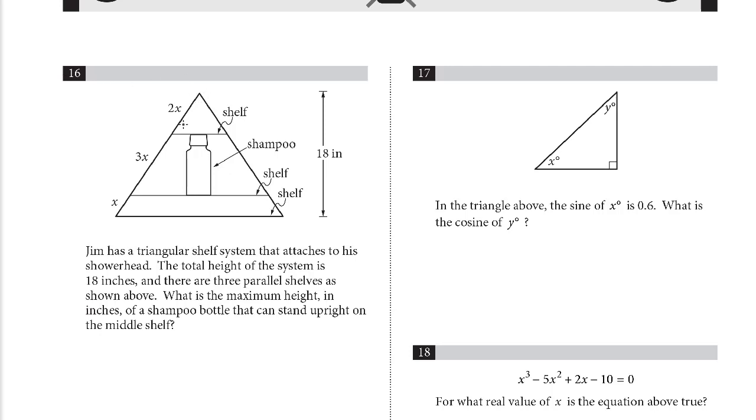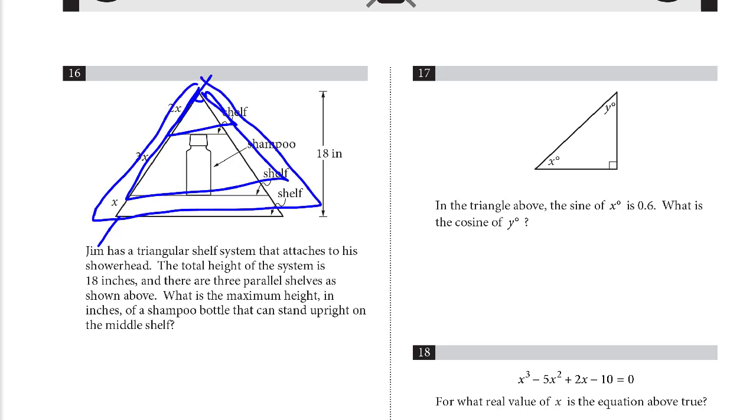Okay, number 16, we've got a triangle with two different shelves, three different shelves technically, that are parallel to each other, which means each of these lines is a transversal of parallel lines, which means the angles are the same on the left and right, and the angles up top are shared. So these are similar triangles. This triangle is similar to this triangle, is similar to the big triangle, okay?